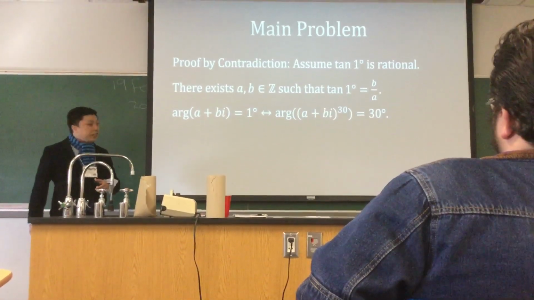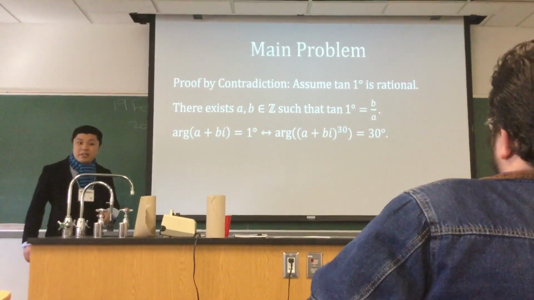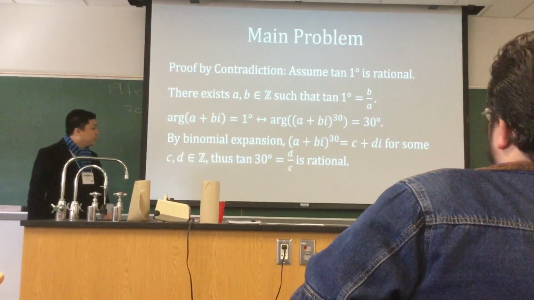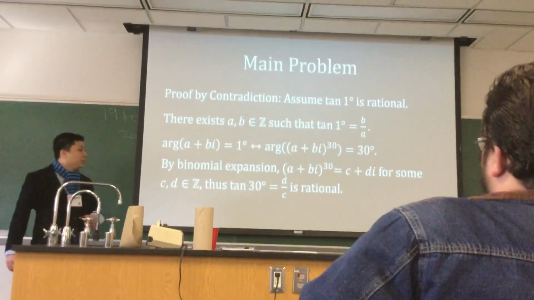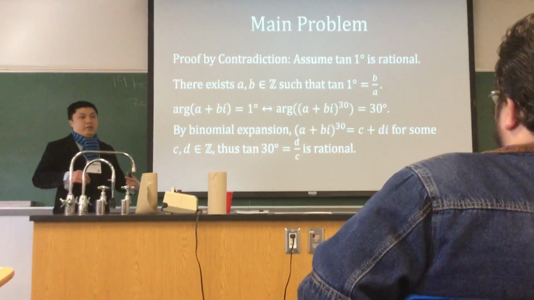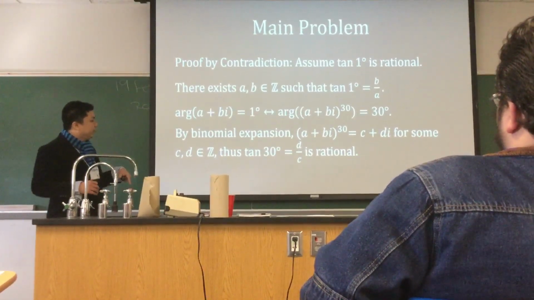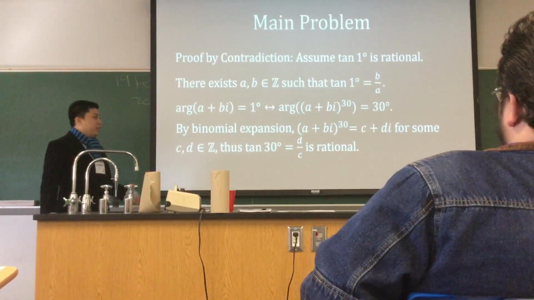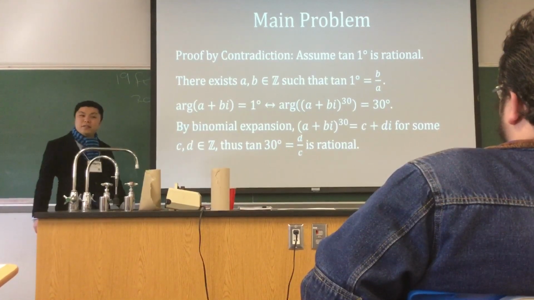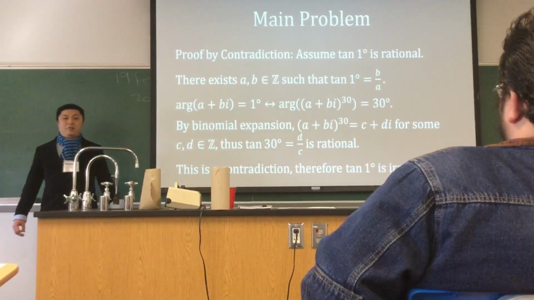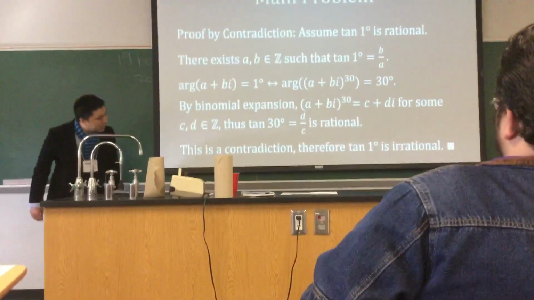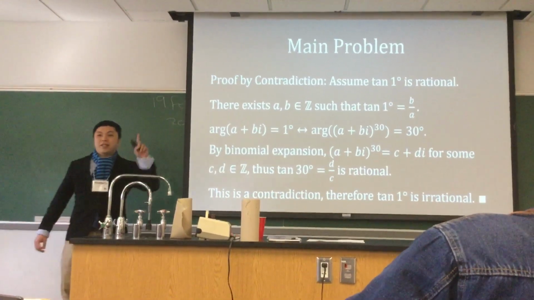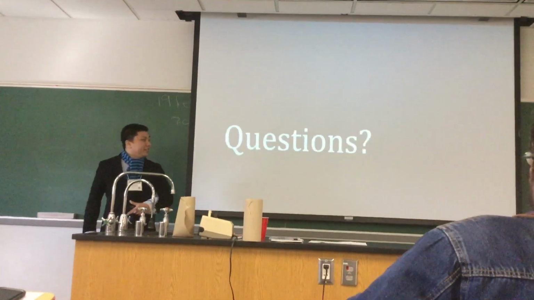And if I raise it to the 30th power, then I should get 30 degrees. When I expand (a plus bi) raised to 30, that's a binomial expansion, so I will get another complex number c plus di, and both c and d are integers. So tangent 30 degrees must be rational. But that's not true, so it's a contradiction. Therefore, tangent 1 degree is irrational. Clean and neat, right? I just finished proving it in just one slide. Any questions?